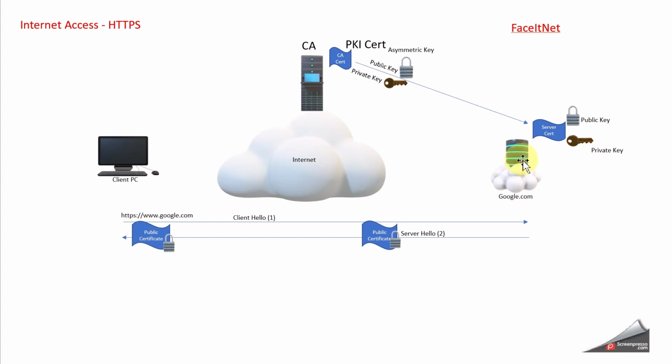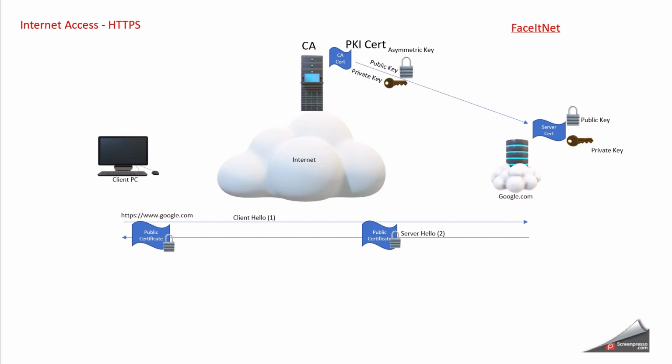Since the Google server has this public key and private key, it's going to keep its private key to itself, but it's going to share the public key with the client computer. So now the client computer receives a server hello message with a public certificate, and in the public certificate you will have the public key. So it receives that from the Google server.